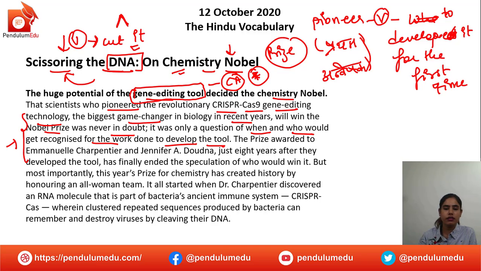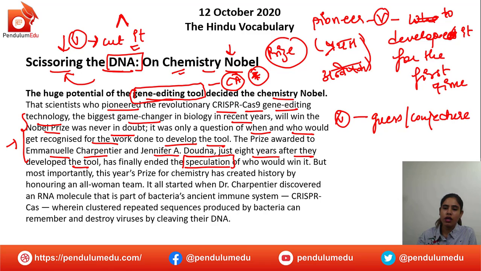They all knew that this is the thing that is going to grab the Nobel Prize. The prize awarded to Emmanuelle Charpentier and Jennifer A. Doudna just 8 years after they developed the tool has finally ended the speculation of who would win it. Speculation is a noun which means the guess, the conjecture. So this is a guess, एक तरीके का अनुमान.